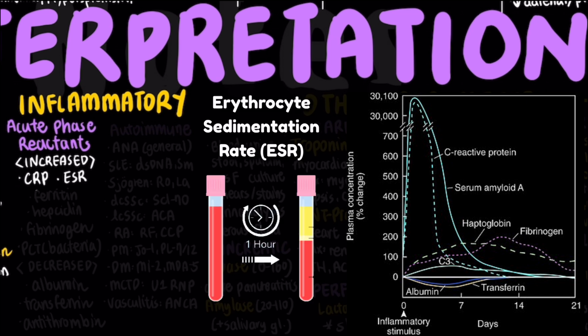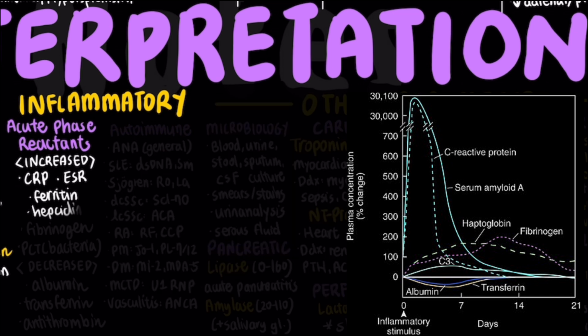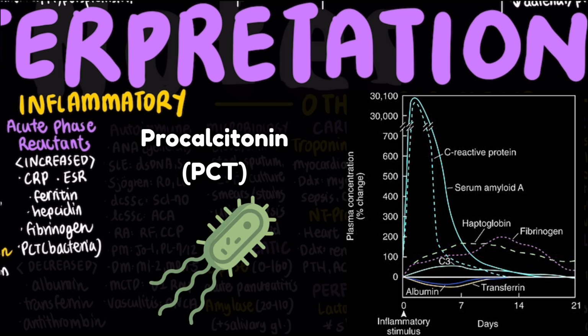ESR, or erythrocyte sedimentation rate, which increases more slowly and is often used in chronic or autoimmune inflammation. Ferritin, an iron storage protein. Hepcidin, a hormone that blocks iron absorption and release. Fibrinogen mentioned earlier, and PCT, or procalcitonin, a more specific marker for bacterial infection.